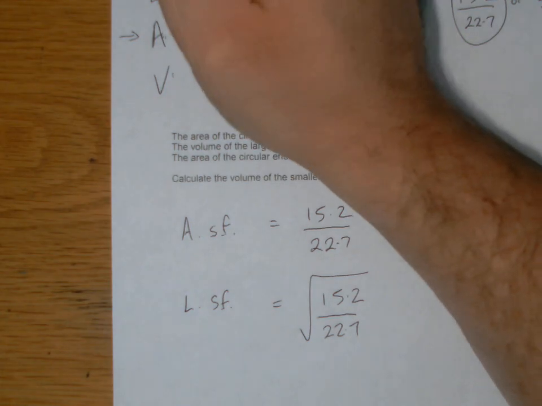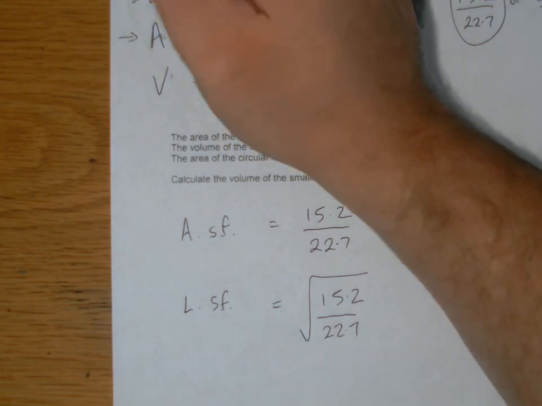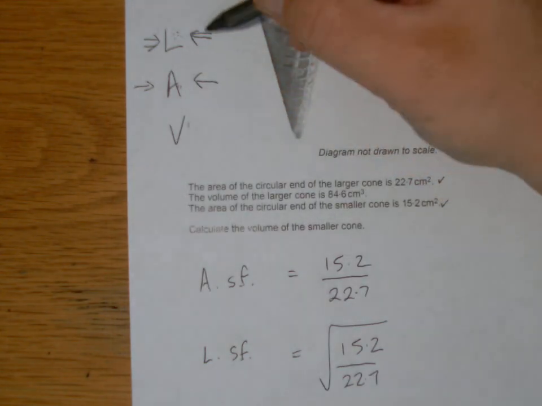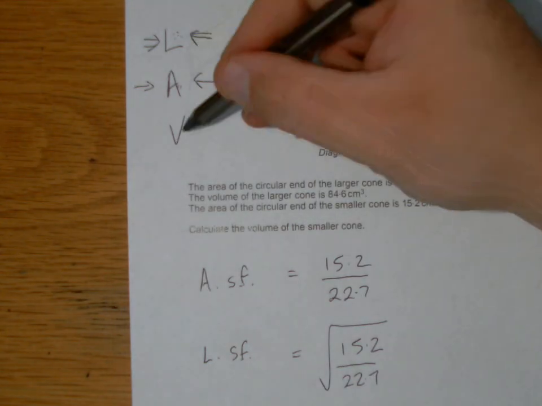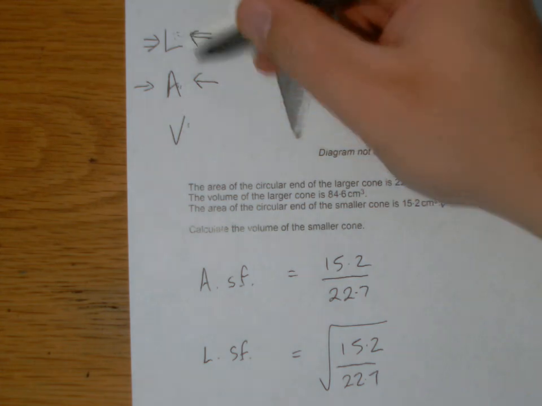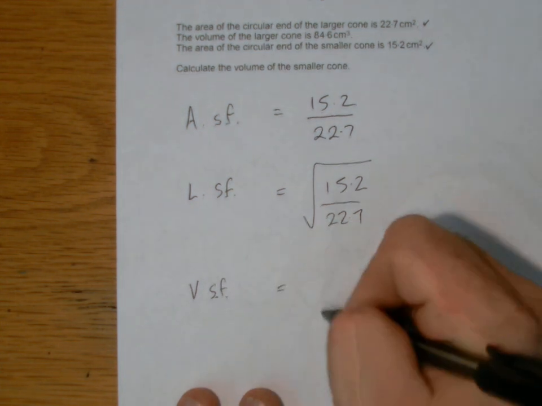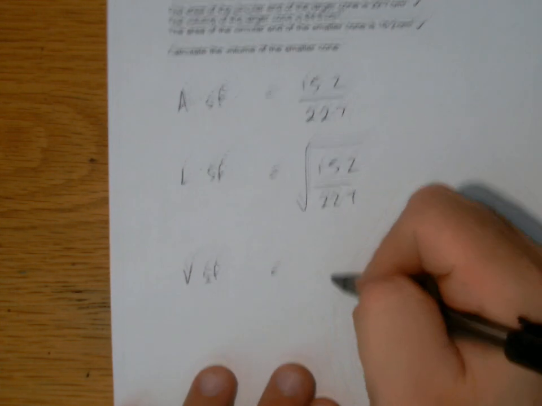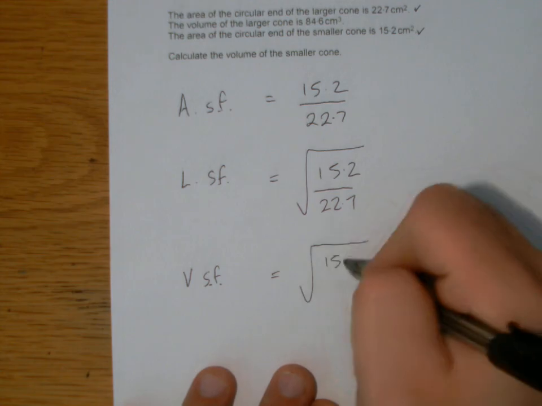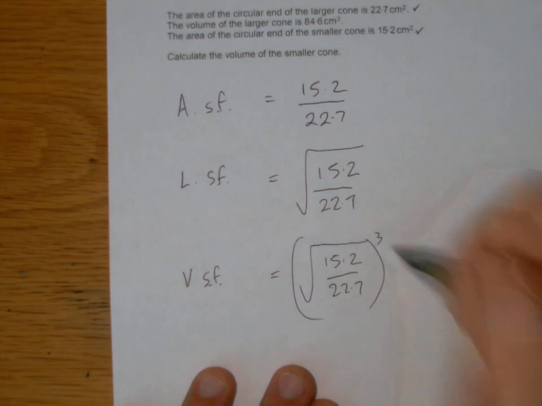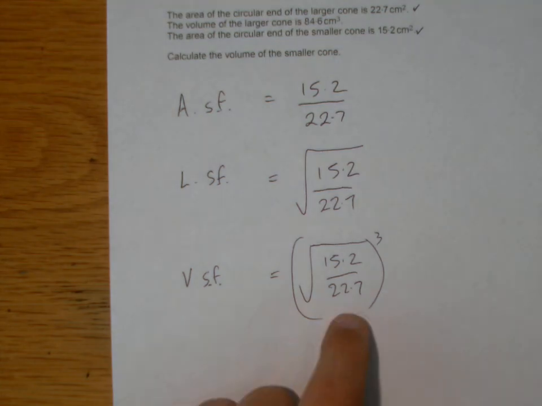I'm where I need to be. In my second step, I am here. I'm at the length scale factor, okay? But now I want the volume scale factor. So if I've got the length scale factor, I need to cube it to get the volume scale factor. So I'm going to cube all this, and I will get the volume scale factor. So whatever that is, maybe we put in a bracket cubed. So that's the scale factor that I'm going to need.